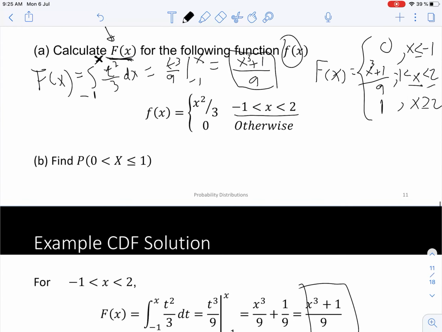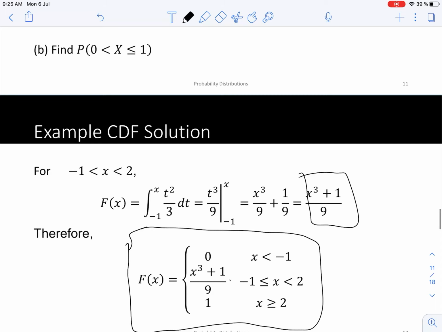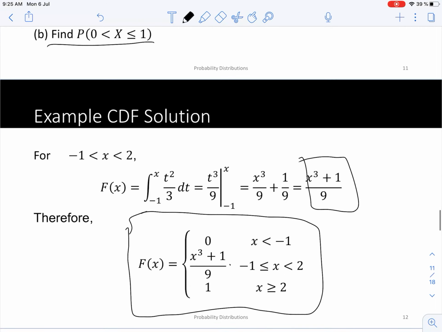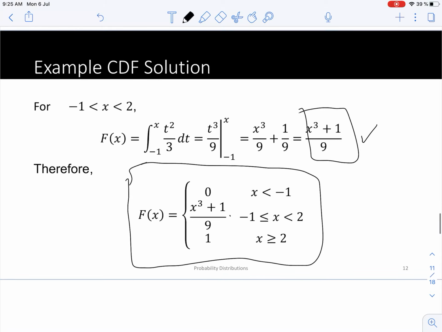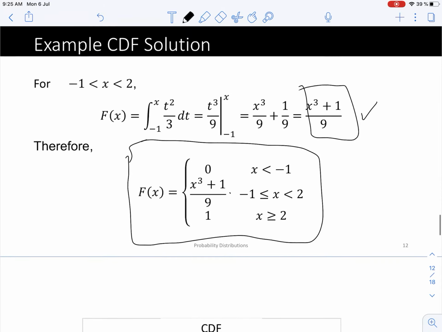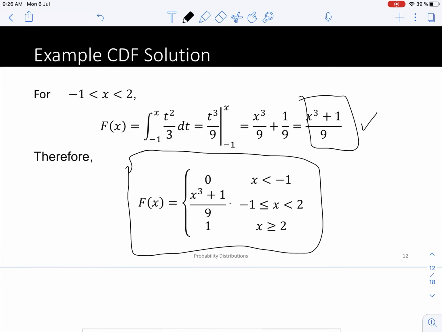Alright, so now let's do part B. In B, the question is to find the probability that x is between 0 and 1. So maybe you're tempted to do the integral from 0 to 1 of the PDF. That will give you the answer, but it's better and faster to use the CDF. If you already have found the equation, then there is no point to do all that estimation by hand.